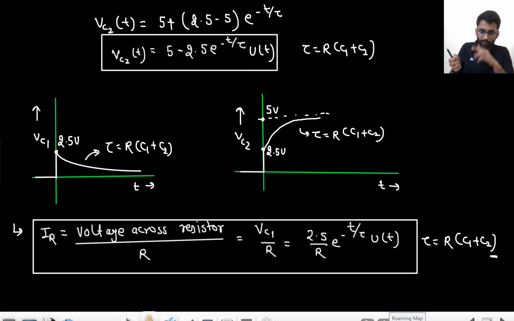Now at t equals to 0, what do you see? From 0 to sudden jump. That means there will be an impulse. Then there is a graph like this. That means negative slope, so the current value will be negative. Are you getting this point?